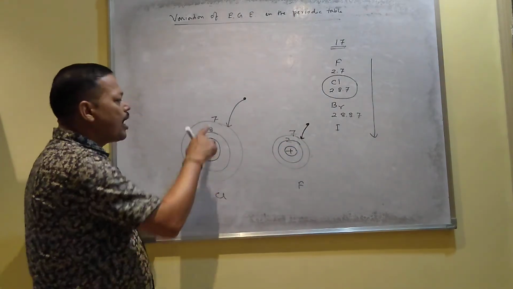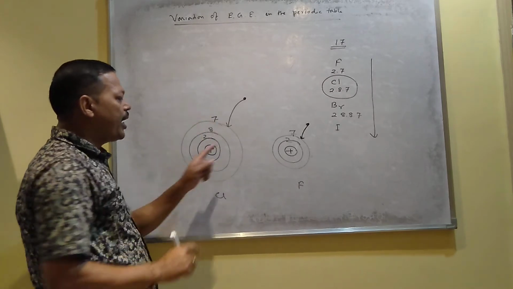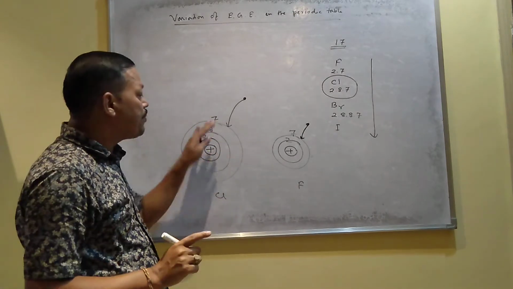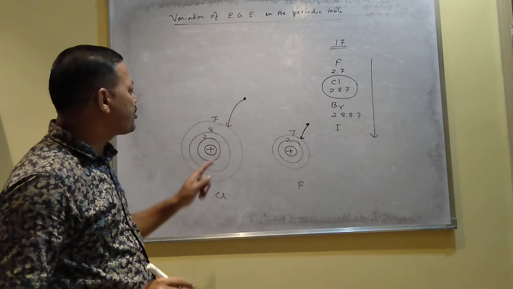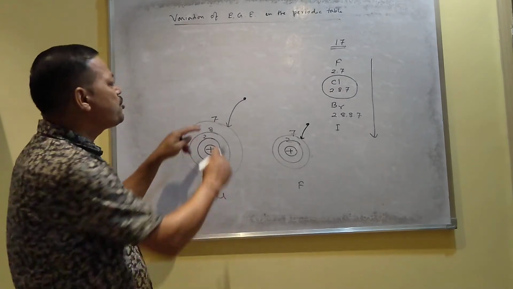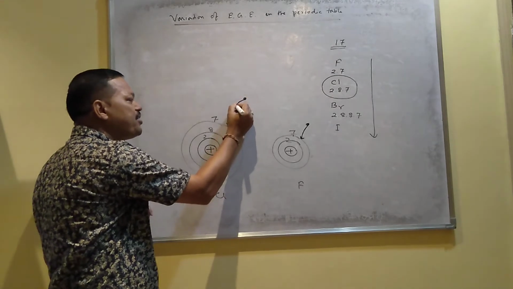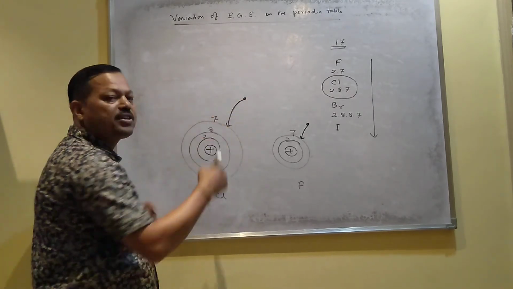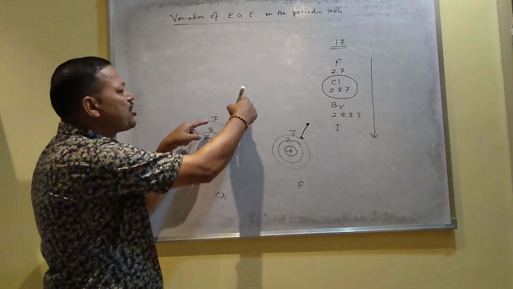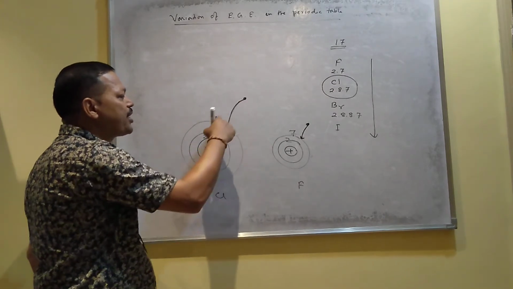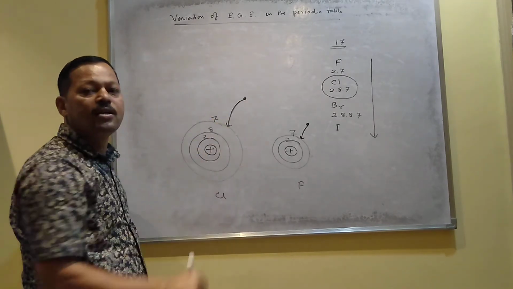But here, how many electrons are present? 7. And you know this is the third shell. The third shell contains a maximum of how many electrons? 18 electrons. But how much is present? 7. So that is why most of the spaces are vacant here. That is why when the electron enters the shell, it can enter easily. There is no such inter-electronic repulsion between this incoming electron and the electrons already present in the shell.